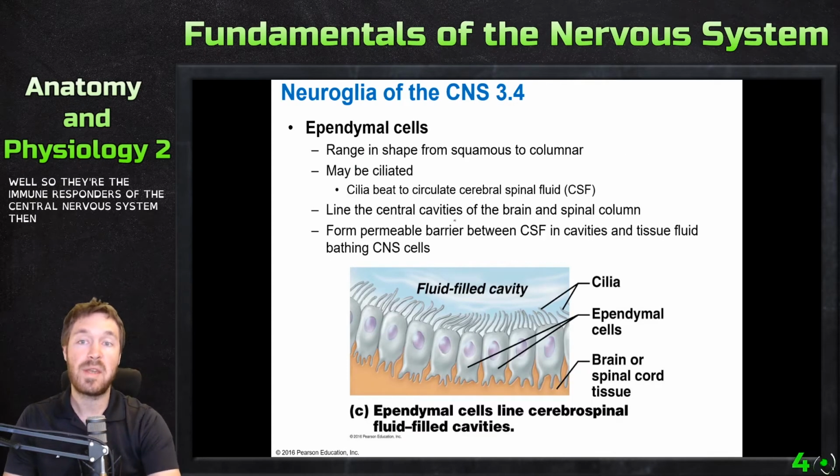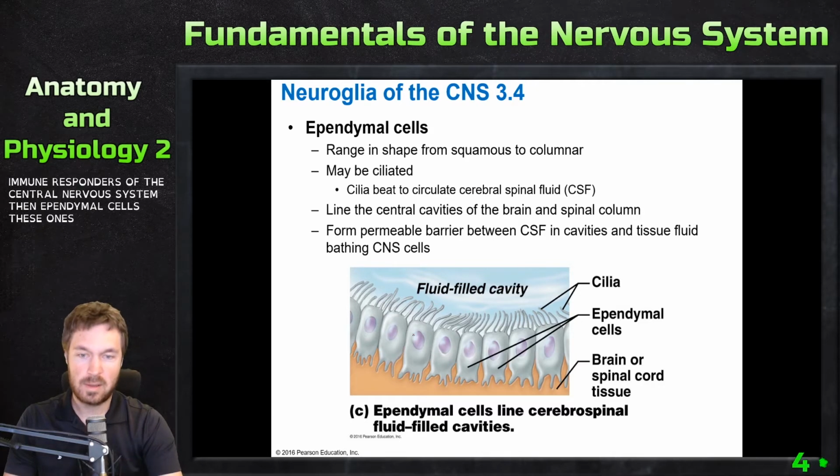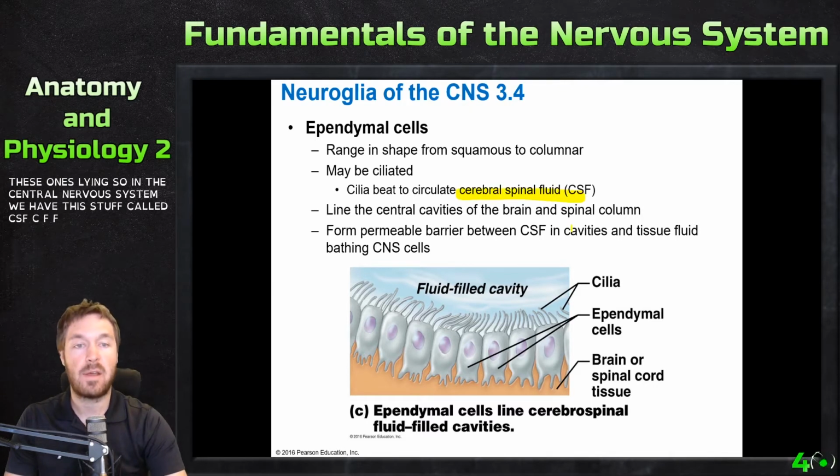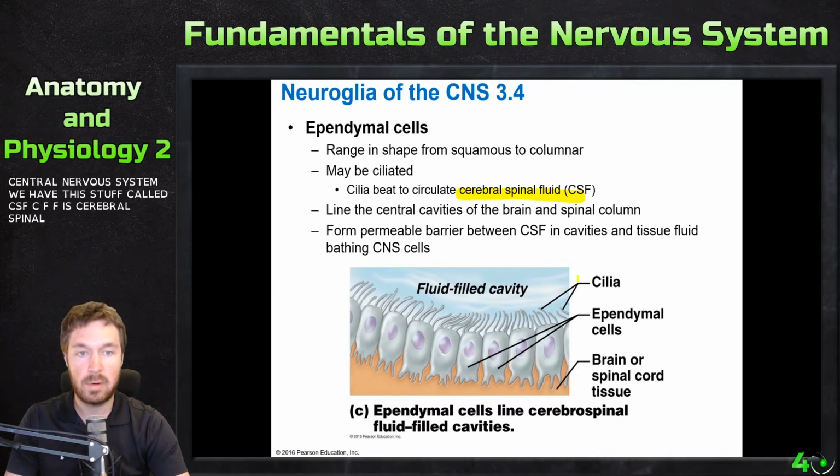Then ependymal cells, these ones line, so in the central nervous system, we have this stuff called CSF. CSF is cerebral spinal fluid. So in the rest of the body, you have extracellular fluid that surrounds the cells and so forth.